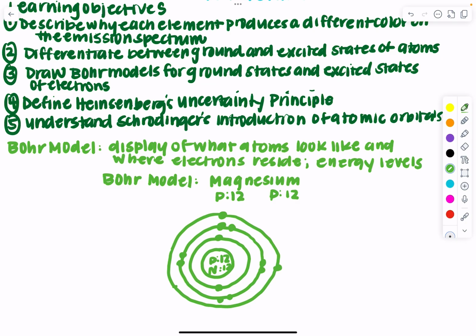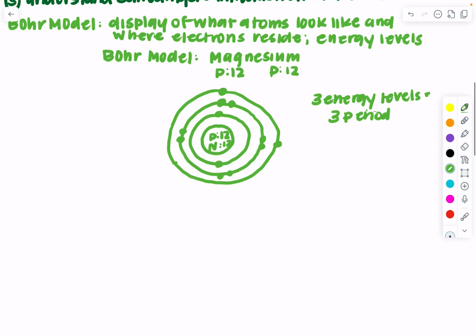Okay, if we notice, there's 3 energy levels in magnesium, and magnesium is in the third period of the periodic table. Period number equals the amount of energy levels we have. Again, this should feel like review.